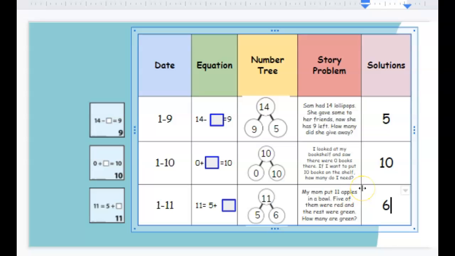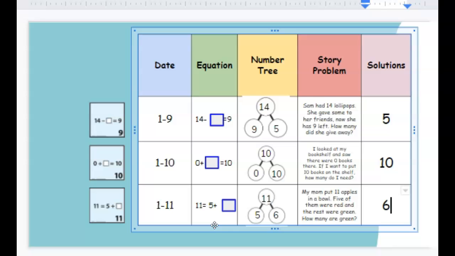My mom put 11 apples in a bowl. 5 of them were red, and the rest were green. How many were green? So this story is not about ducks at all. It's about apples. Does that change how we solve the problem? Does it matter what the objects are that are in the story? No, of course not. It doesn't matter if I'm counting ducks or apples or snowmen or chocolate chip cookies.